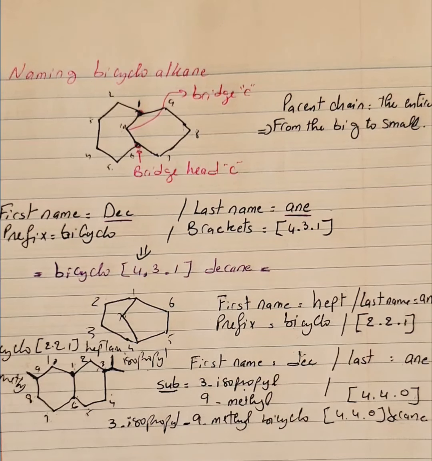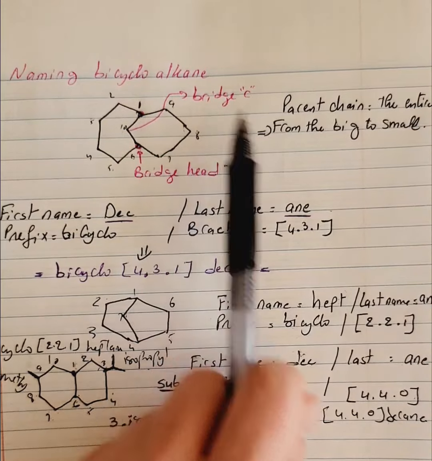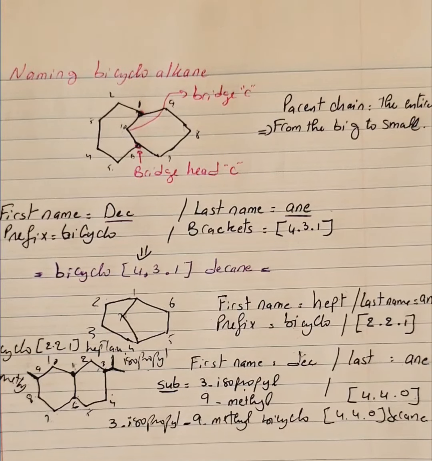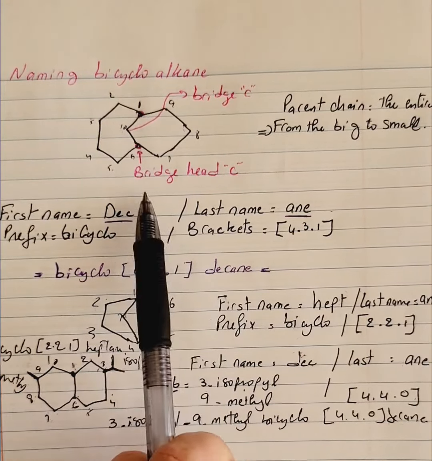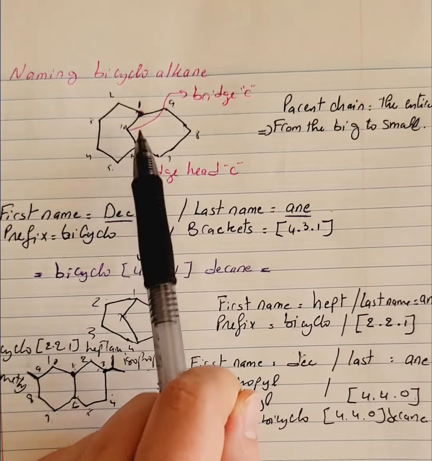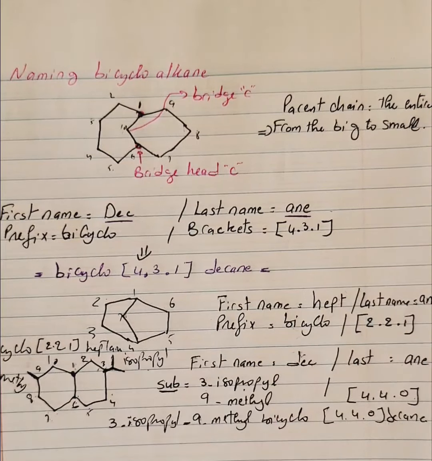Now let's move to the second part of our video, which is naming bicycloalkane. So we have the first molecule here, which has two attachments, which are named bridgehead carbons, and one carbon in the middle, which looks like an attachment, but actually it's not.